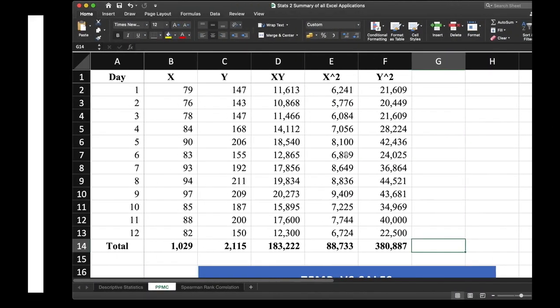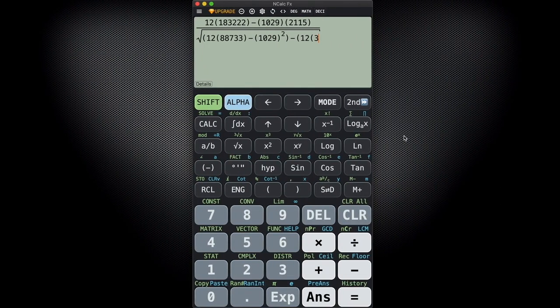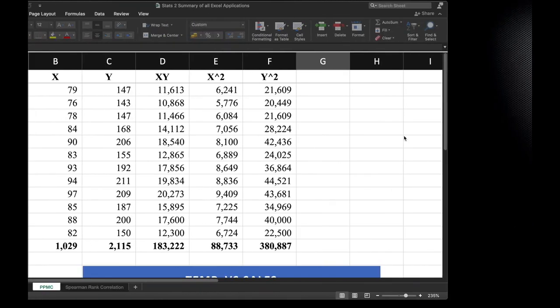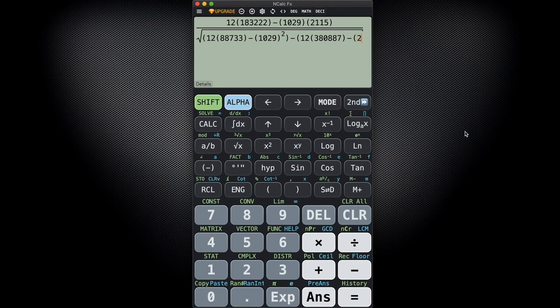Then open parenthesis for the 380,887. Closing parenthesis minus this 2,115, then squared sa labas. Then, para ma-close, since we have here open, closed, may open tayo dito, wala tayong close doon sa dulo. So, we need to have here close parenthesis. And as you can see, nag 0 point something siya.